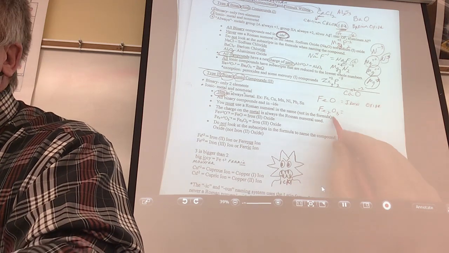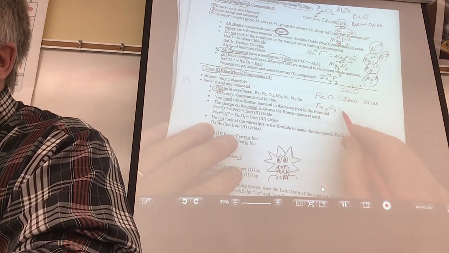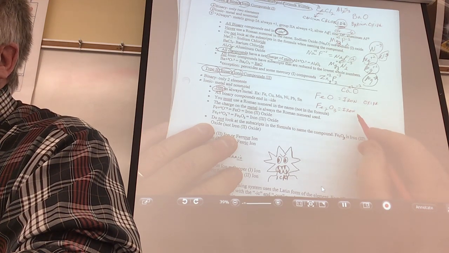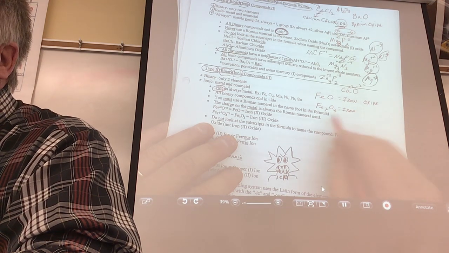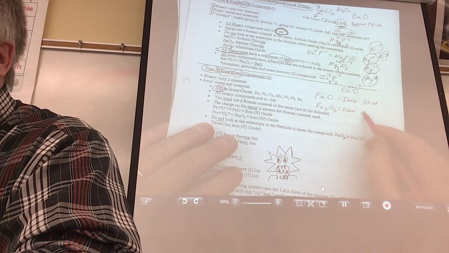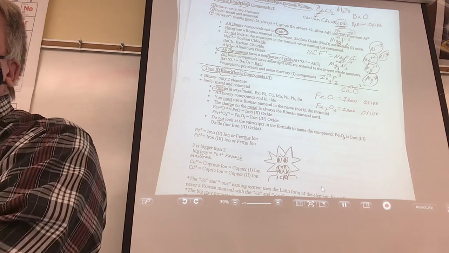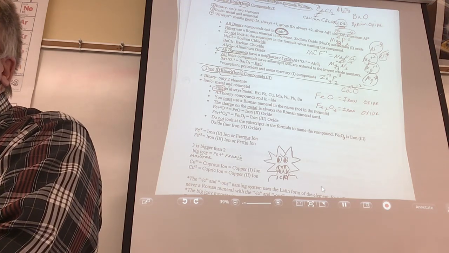Now, Gabe, name this one now. Iron to the second oxide. No, act like it's a type 1. You don't even look at those little numbers. Iron oxide. Oh, all right. Do you see a problem, Gabe? If you're a chemist, do you see a problem?